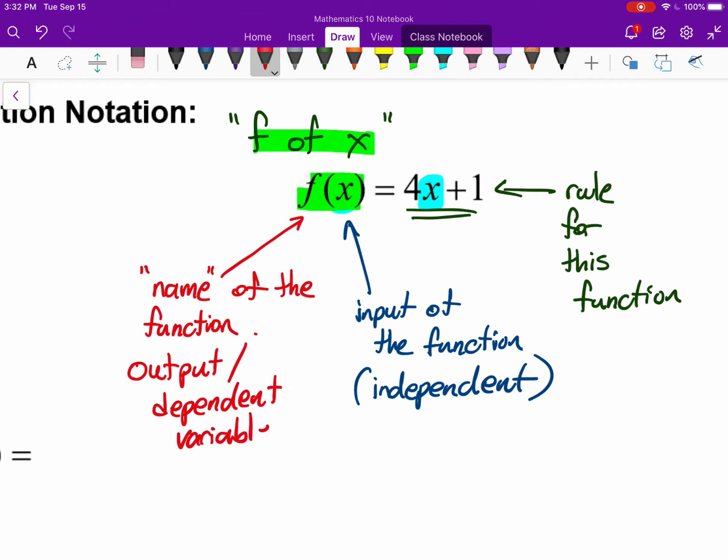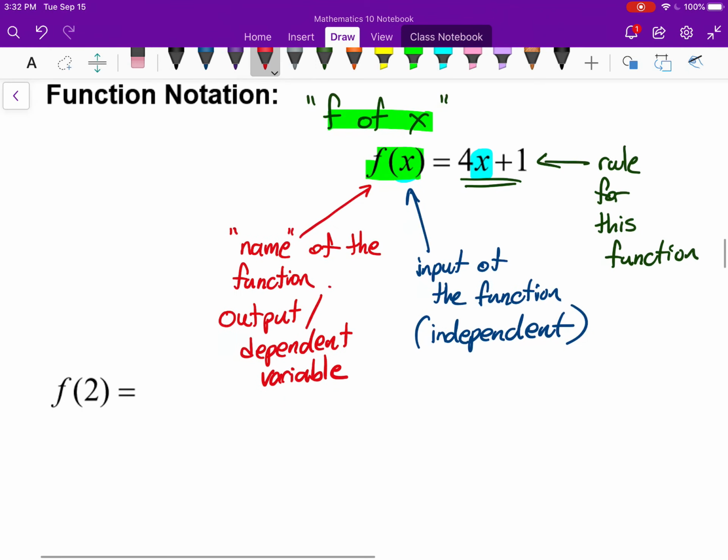So for this particular example, x is the input, f is the output. It's also the name of it. And we say f of x. OK, so how do we use this? Well, if I look right here, what I see below, f bracket 2, that we say f at 2. And I'm saying 2 is literally the input. So I'm asking you, if we replace x with 2, what do we get out?